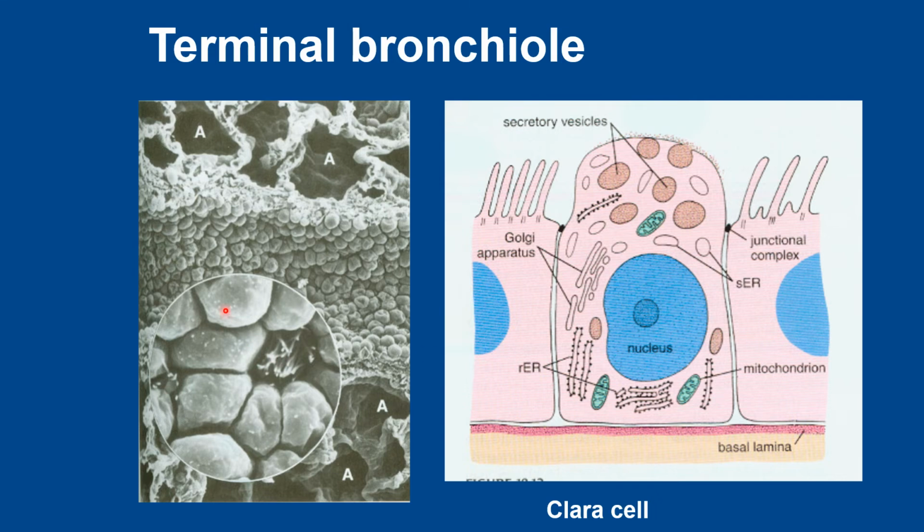This is the Clara cell. The bunch of Clara cell surfaces seen from above, and there is a small ciliated columnar epithelial cell.